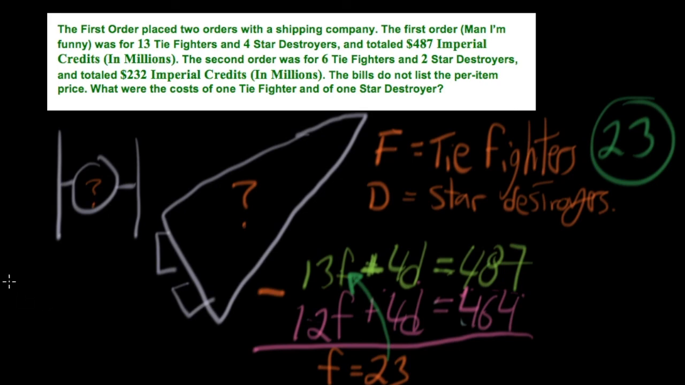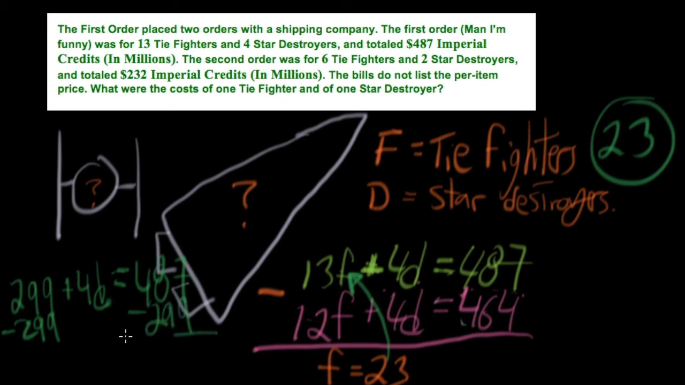So you ended up getting 299 plus 4D is equal to 487. Okay, I'm going to subtract 299 from both sides. And that is going to leave me with 188. And then, of course, I'm going to divide both sides by 4.